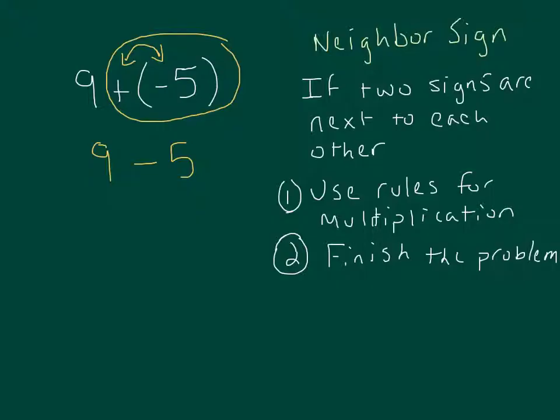Okay, and now we're back to addition and subtraction rules. So we look at our 2 numbers. We have a 9 and a negative 5. So we got a positive 9, negative 5. Signs are different there. So we have a positive and a negative. The bigger number is the 9, so it's going to be a positive, and 9 minus 5 is 4.